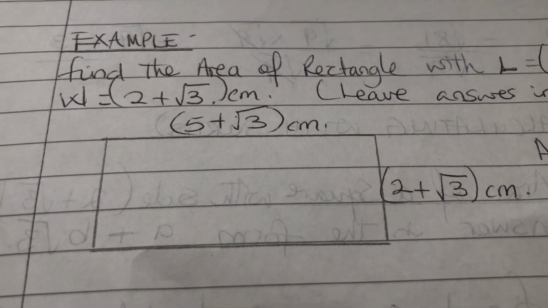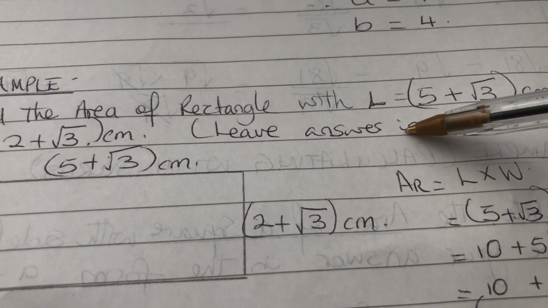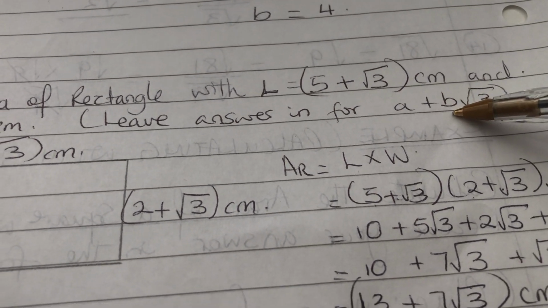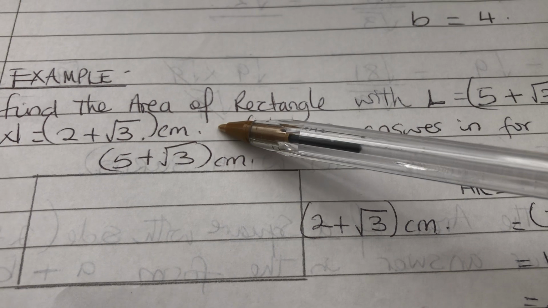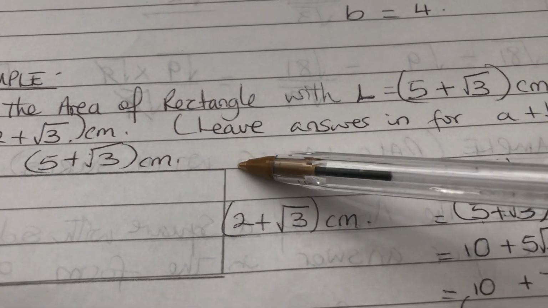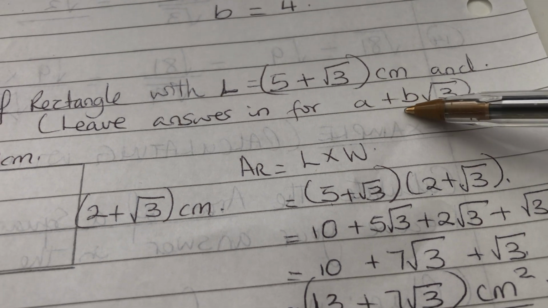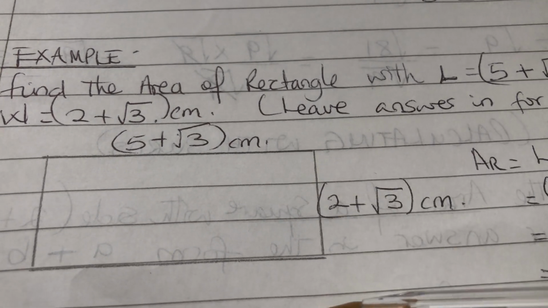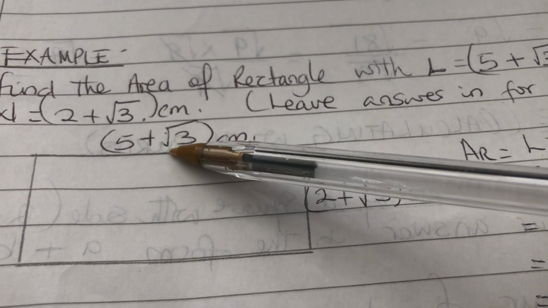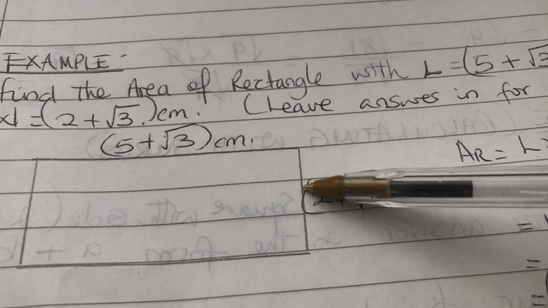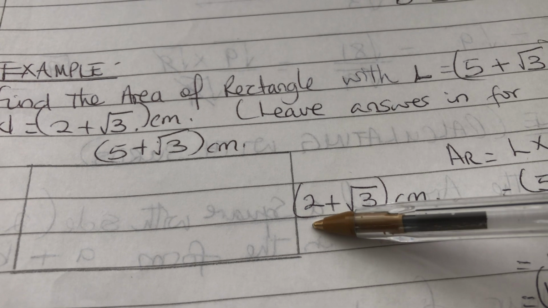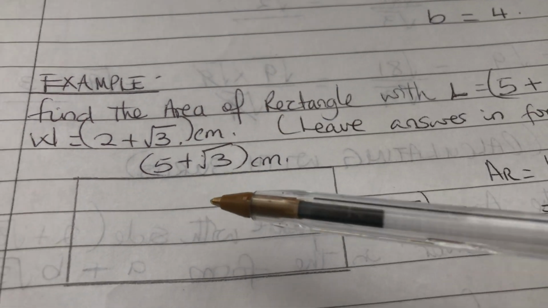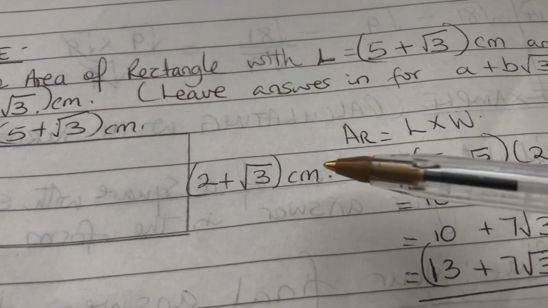Now another example. Find the area of a rectangle with length 5 plus √3 centimeters and width 2 plus √3 centimeters, and leave your answer in the form a plus b√3. So this is a sketch again, not to scale. The length is 5 plus √3 centimeters, and the width is 2 plus √3 centimeters. So now the area of a rectangle is length times width.